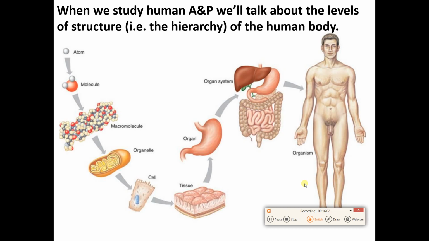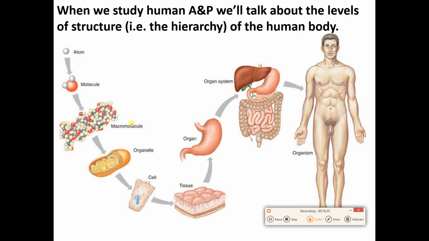All right. So as we study anatomy and physiology, we are going to talk about levels of structure. This is also known as the hierarchy of the human body. So for example, we have the whole human organism right here in anatomical position. Human organism is then divided up into organ systems. Organ systems divided up into organs. Organs are made of tissues. And like we just recently established, a tissue is a group of cells.